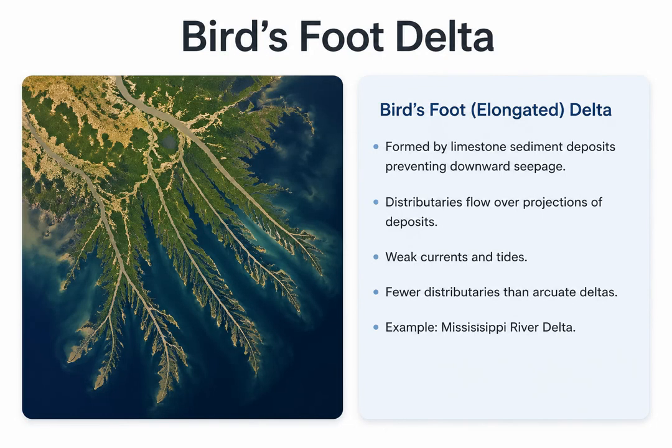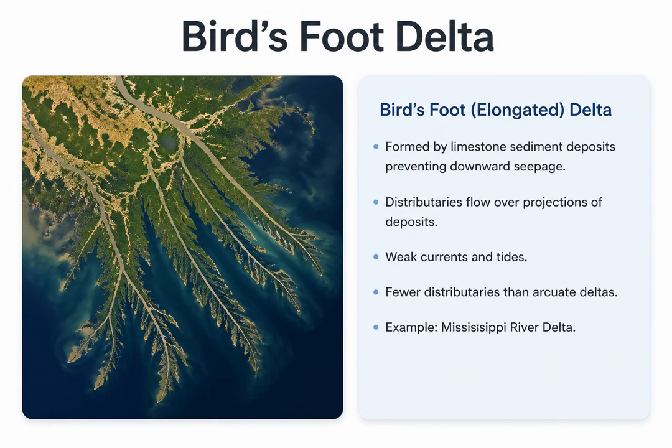A very different type is the bird's foot delta. Here, fine sediments, often rich in limestone, create impermeable banks that prevent water from seeping away. Instead of shifting laterally, the river is locked into a few main channels that push far out into the ocean, building long, narrow projections of land that look exactly like the toes of a bird's foot.